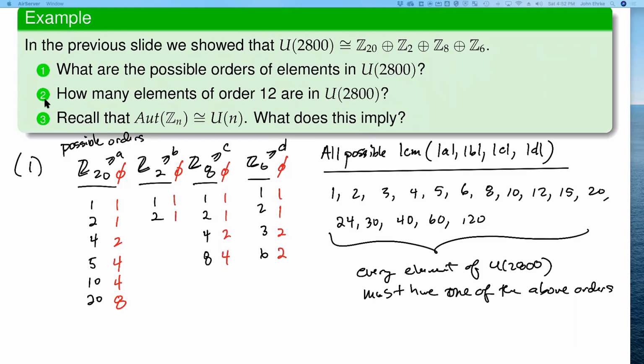So if I wanted to ask a question like number 2, how many elements of order 12 are there in U2800? Well, I'm basically saying 12 is one of the possible least common multiples, so it is a possible order. What are all the different ways in which I can get orders of 12? If we were to think through the list, you could have B is 1, D is 3, and A is 4, and C is 4. I went through the possible combinations in the notes. So if you want to reference the notes, I walk through all of this, but it literally comes down to this.